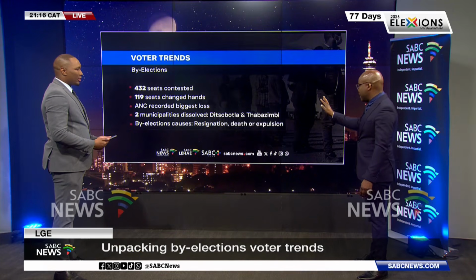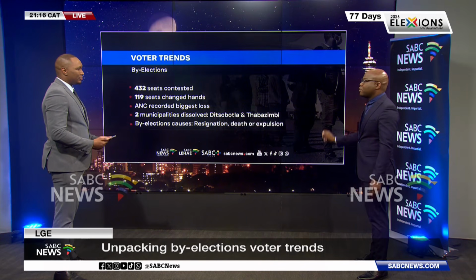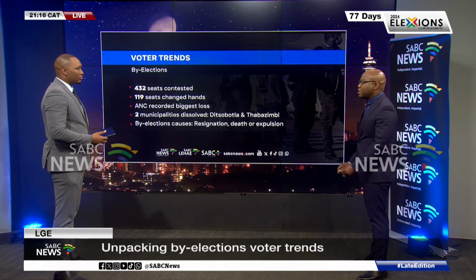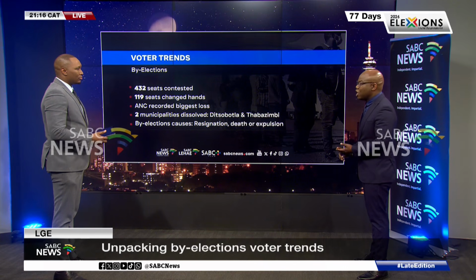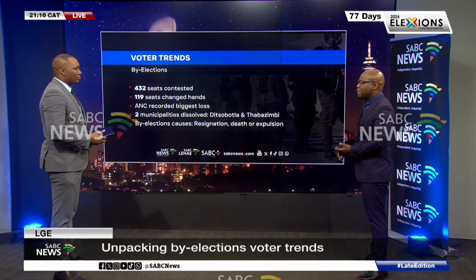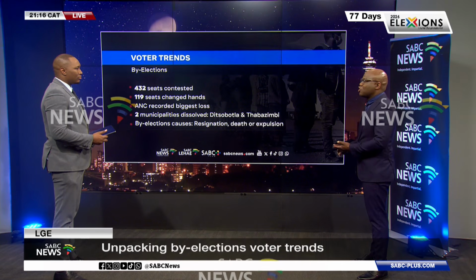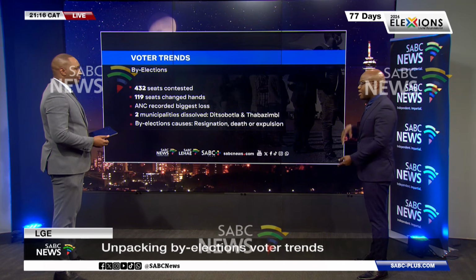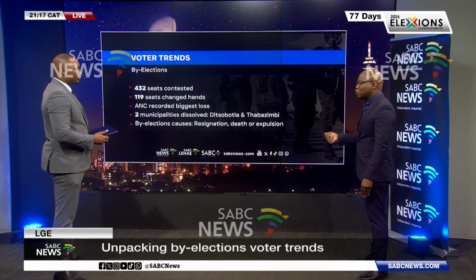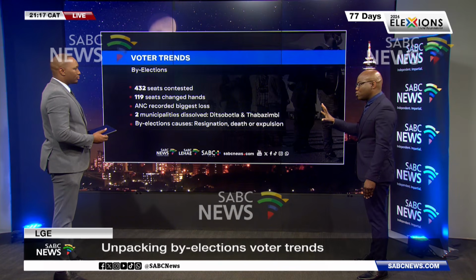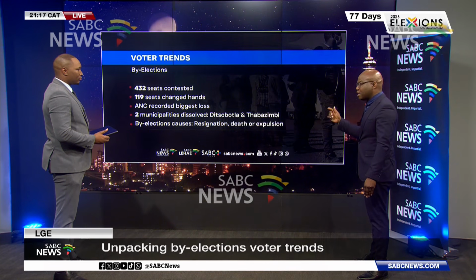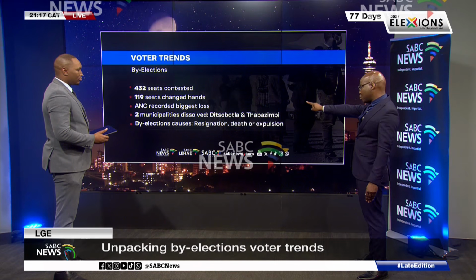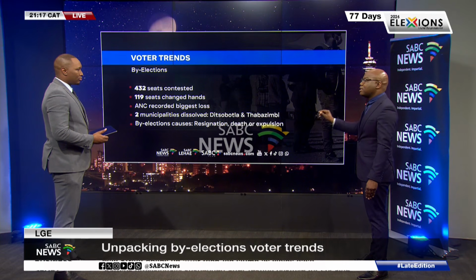Yes, in Ditsobotla and Thabazimbi, Section 139 of the Constitution allows the provincial government and the national government to dissolve a council if they deem it fit, if the council is no longer serving the purpose of a municipality. Section 139 of the Constitution allows these two spheres of government to dissolve that council. In Ditsobotla, the municipality was dysfunctional.